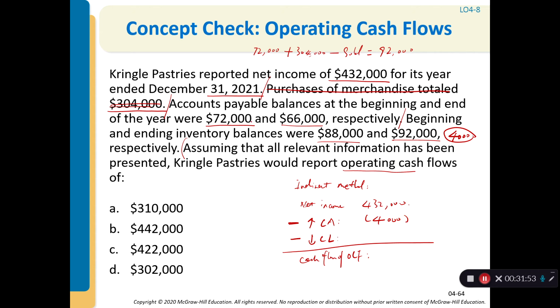And then the accounts payable, which is a current liability, decreases from 72,000 to 66,000. So the decrease is 6,000. Therefore, 432,000 minus 4,000 minus 6,000 gives you 422,000. So the answer is C.